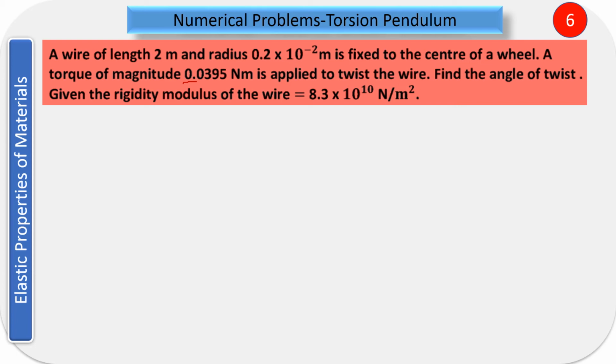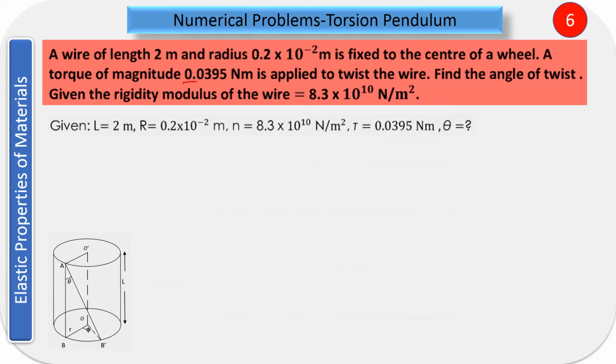So you have to find out what is the angle by which it is getting twisted, and the modulus of rigidity of the wire is given. So of course it is a similar type of problem, right? So this is the figure that has been shown for you. What is given? The length of the wire is given, the radius is given, right? Modulus of rigidity is given, and torque is given, right? So what do you require to do?